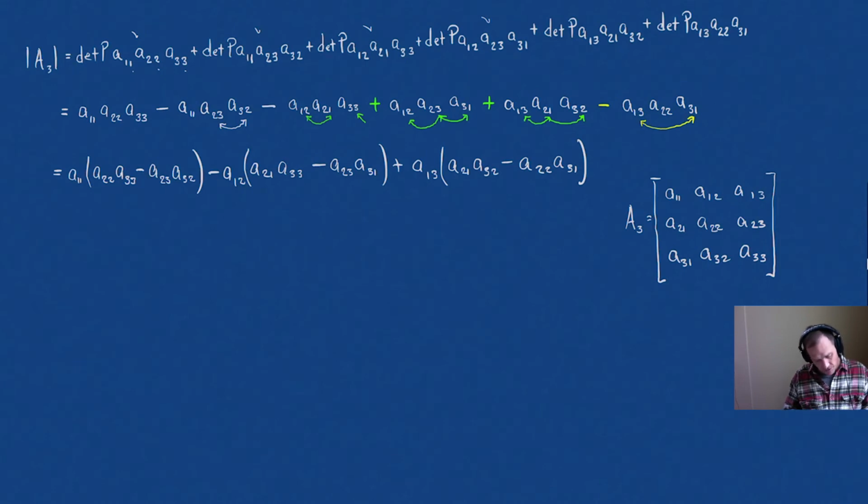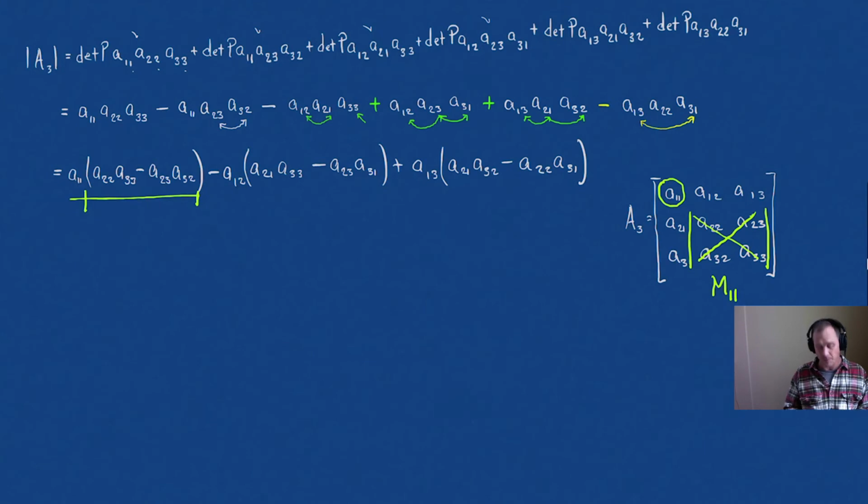So notice that my first term, A11 times this quantity in the parentheses here, well, that's A11, that's that. And then notice that I have A22, A33. Well, that's this product minus A23, A32. Wait a minute. That is just the determinant of this sub-matrix, right? We call that the M11 matrix.